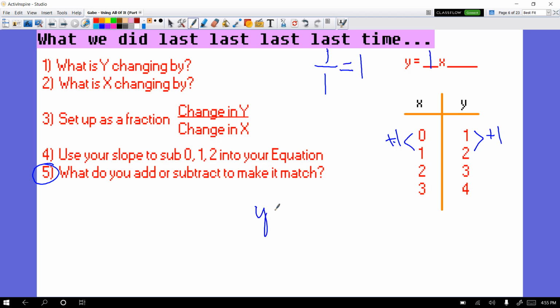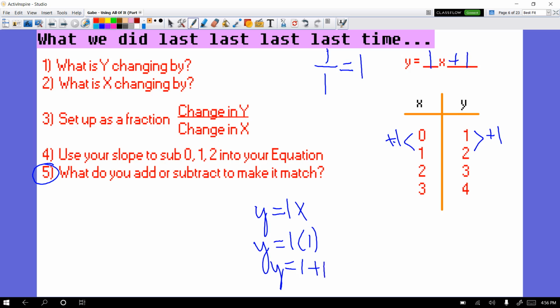Now we're going to use our y equals 1x, and we're going to substitute our x values in and see if it equals our y values. So I'm going to start with 1. Y equals 1 times 1. That is 1. And how do we get to 2? We have 1. How do we get to 2? Plus 1. And we just wrote our equation.